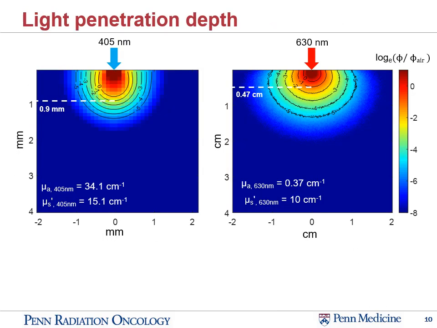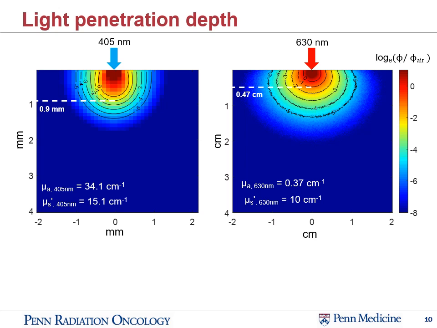For the results, first we look at how light propagates in tissue, for 405 nanometer on the left and light at 630 nanometer on the right. The colors on these figures are plotted on a log e scale, and the log contour lines are indicated on each figure.